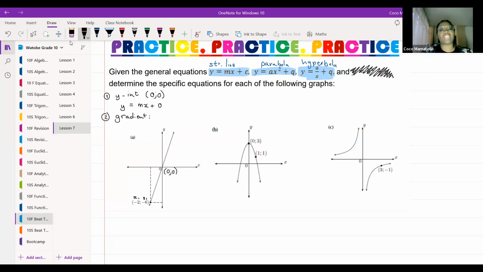So I want you guys to find the gradient for me. Remember, the gradient is y2 minus y1 over x2 minus x1. And remember, you can't decide you want to write the x values on the top and y values at the bottom. No, no. Y values go on the top, x values go on the bottom. All right, give me an answer, guys. M is equal to something.